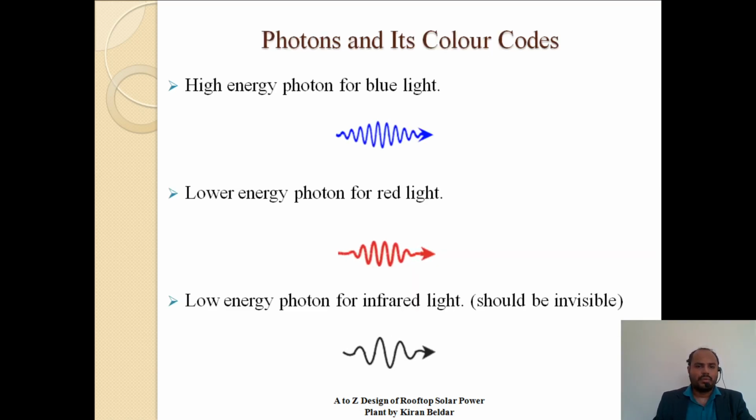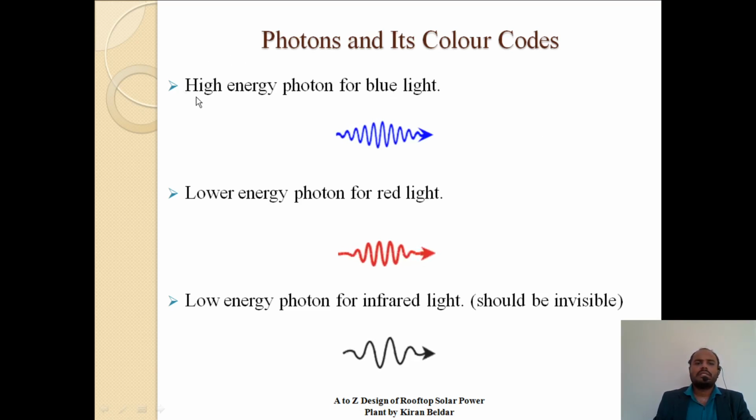Photons and its color code. Basically, the visible light which is falling over a solar panel contains photons. A photon gets absorbed in a semiconductor material, and through that an electron is emitted into the conduction band and the energy will flow.